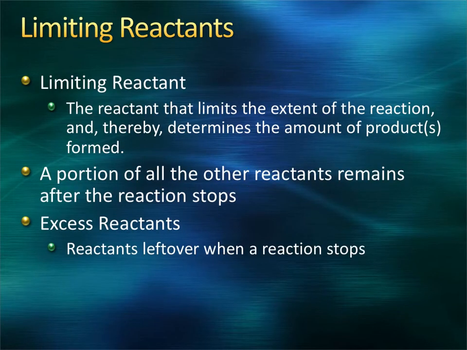The limiting reactant is the reactant that limits the extent of the reaction and thereby determines the amount of product or products formed. A portion of all the other reactants remain after the reactions stop. So what's left over is called the excess reactants. That's the reactant left over when the reaction stopped. So you have one limiting reactant, and then there are one or more excess reactants.